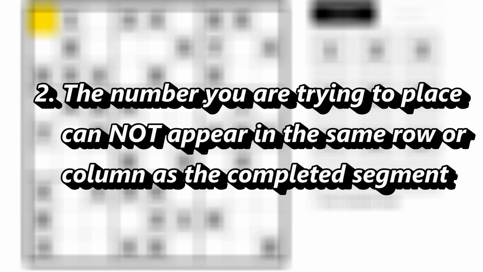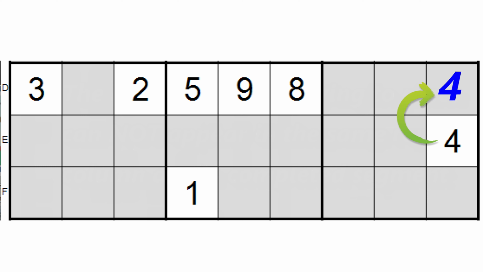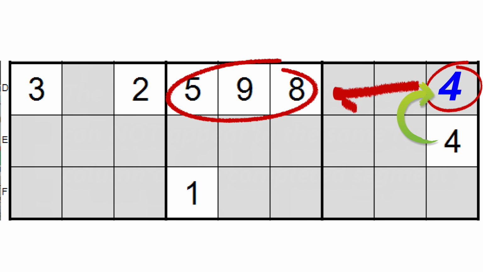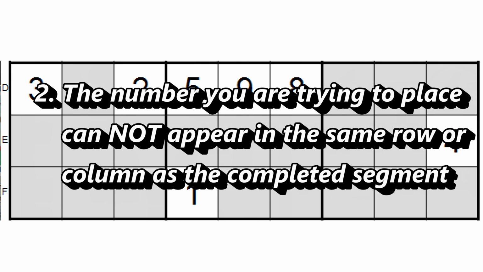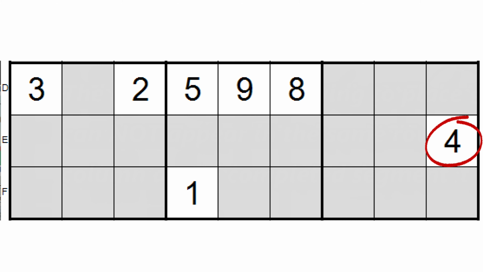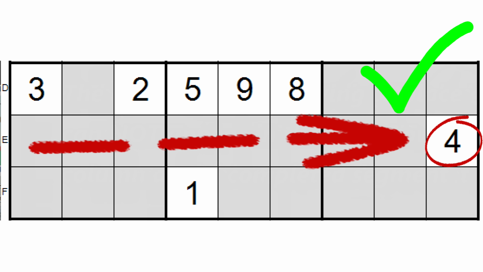And 2, the number you're trying to place cannot appear in the same row or column as the completed segment. So if the 4 that is in block 6 was in row D, the same row as the completed segment, then this strategy won't work. The number has to be in a different row or column than the completed segment. In this example, the 4 in block 6 is in row E, so that works.